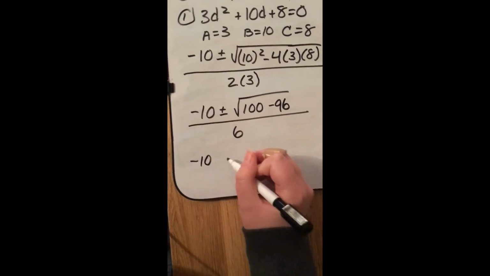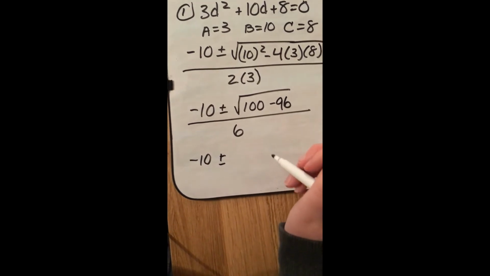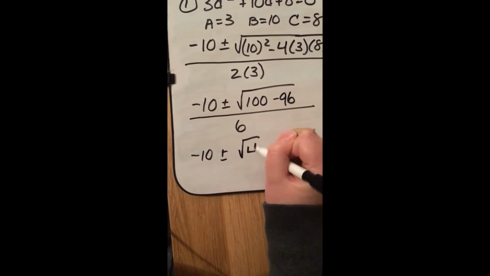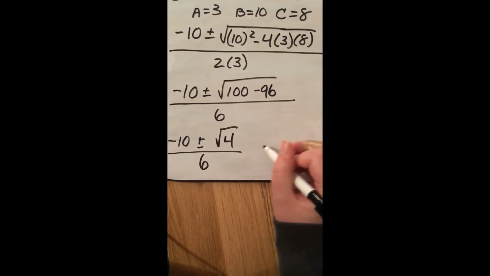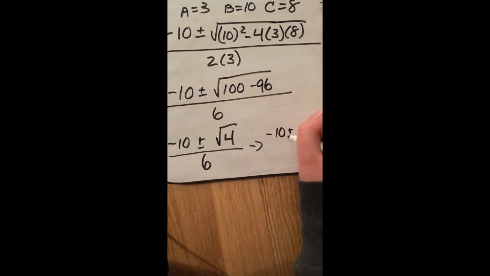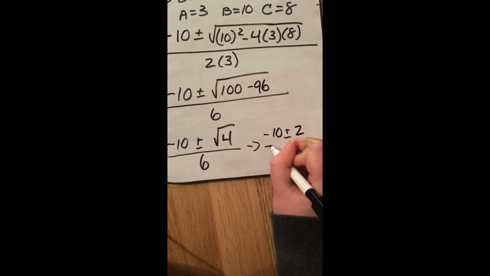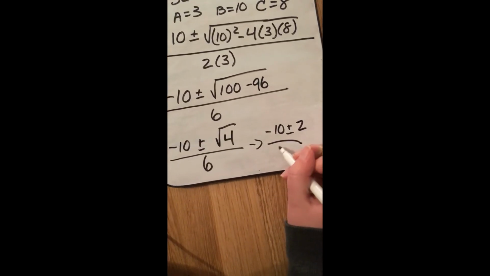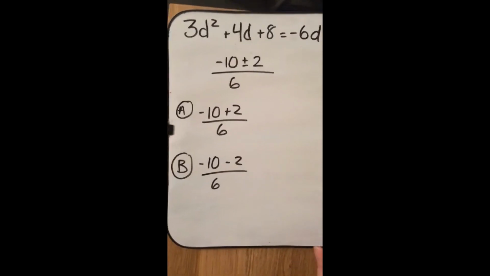Negative 10 plus or minus the square root of 100 minus 96 is going to equal 4. Right, and finally it's going to simplify into negative 10 plus or minus the square root of 4, which is 2, all over 6. Alright, so it's time to solve.